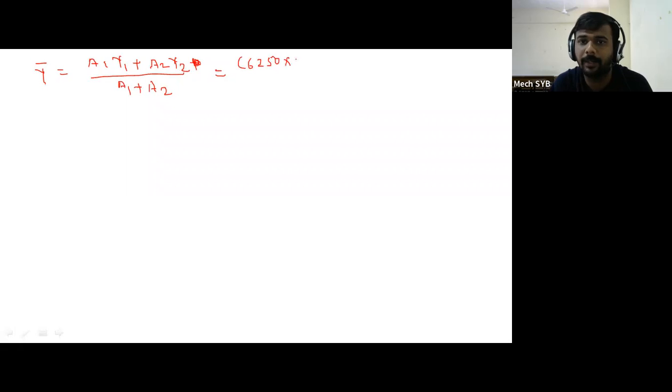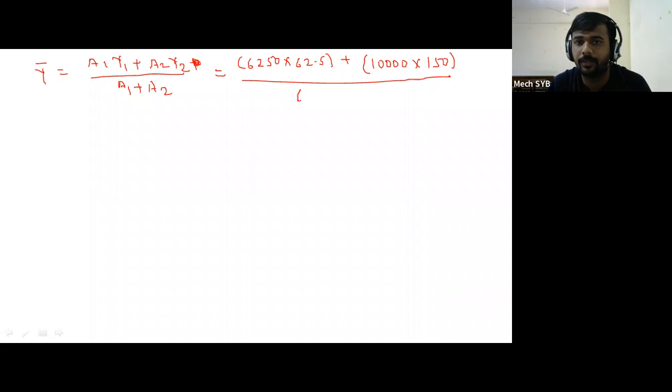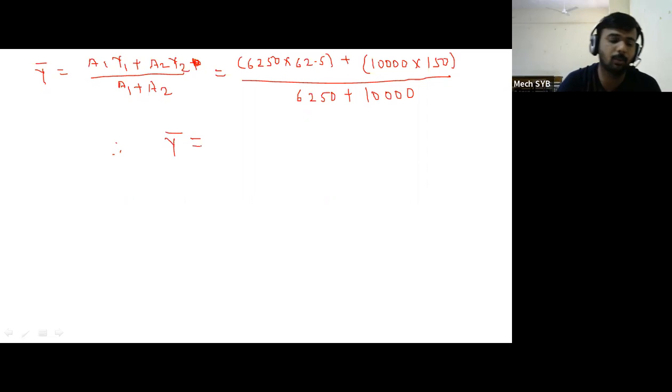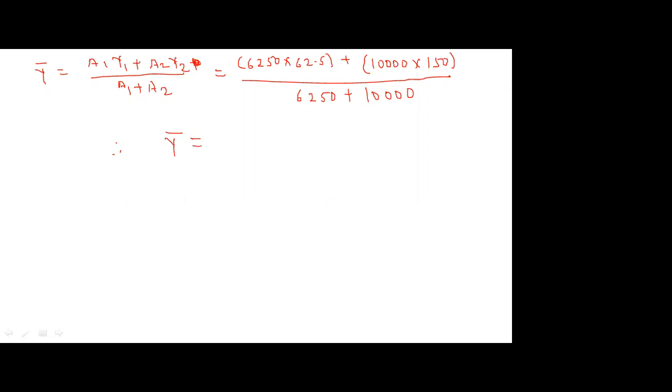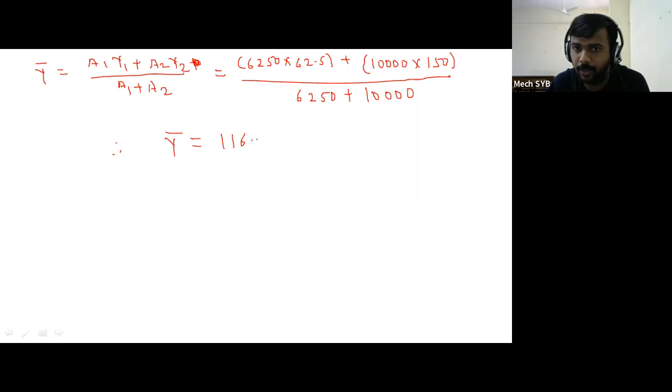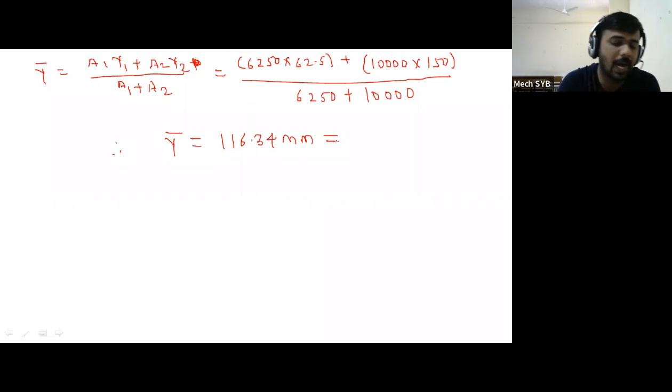Therefore, a1 plus a2. So now put the values. 6250 multiplied by 62.5 plus a2, which means 10,000 into 150, divided by 6250 plus 10,000. So here y bar is equal to 116.34. Please check your answer. 116.34 mm is our y bar.